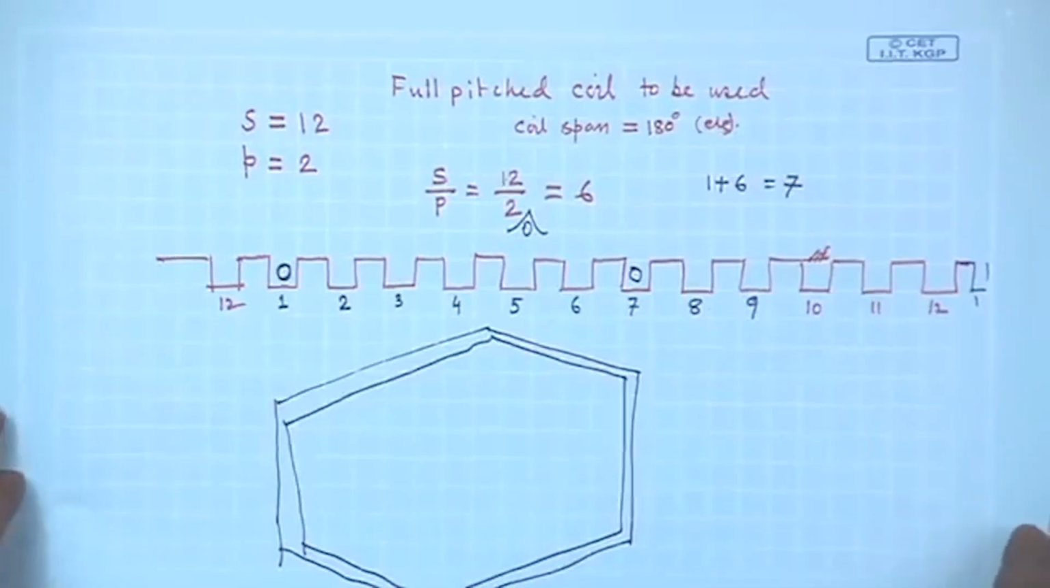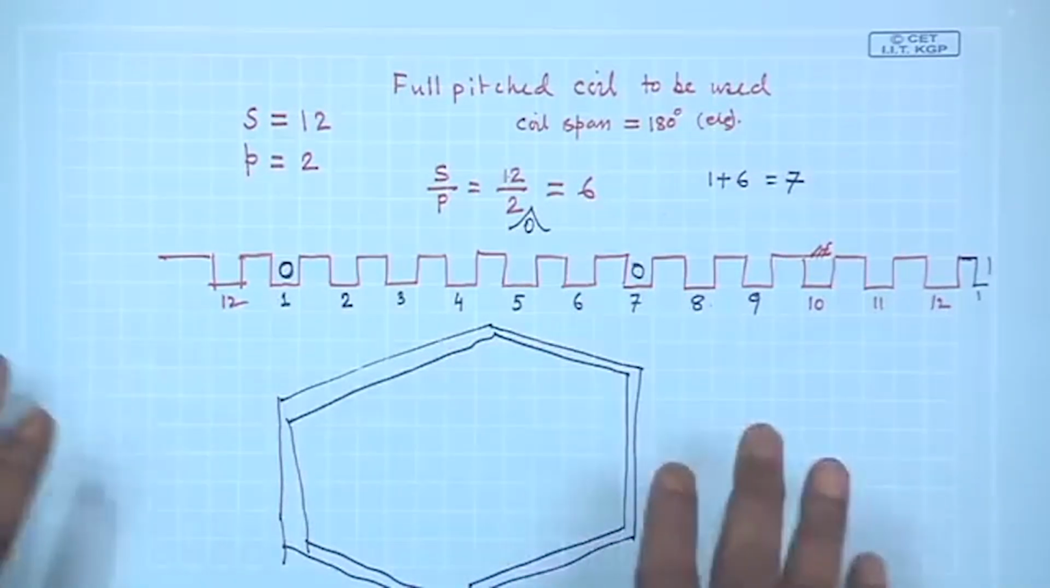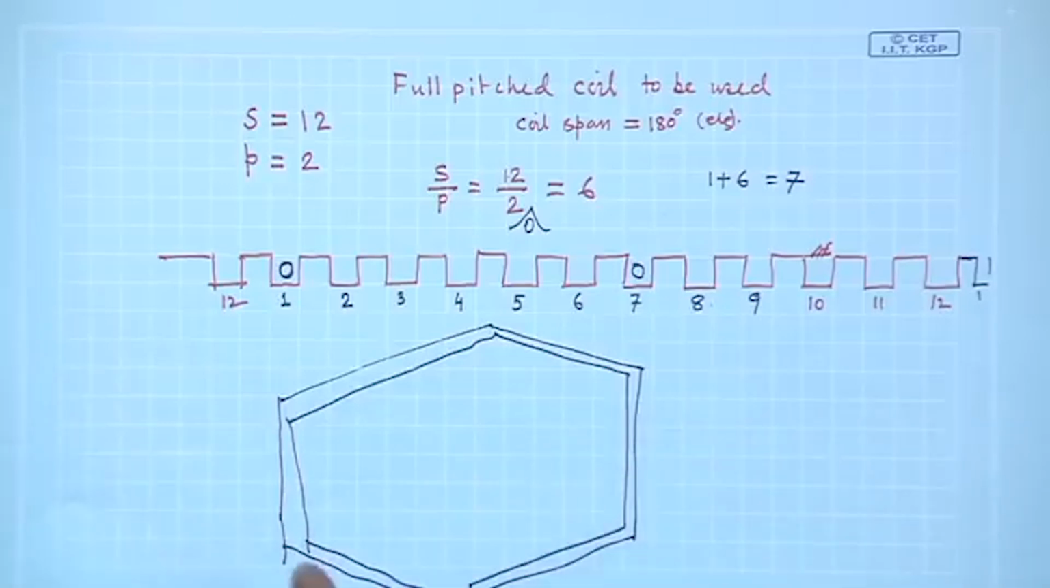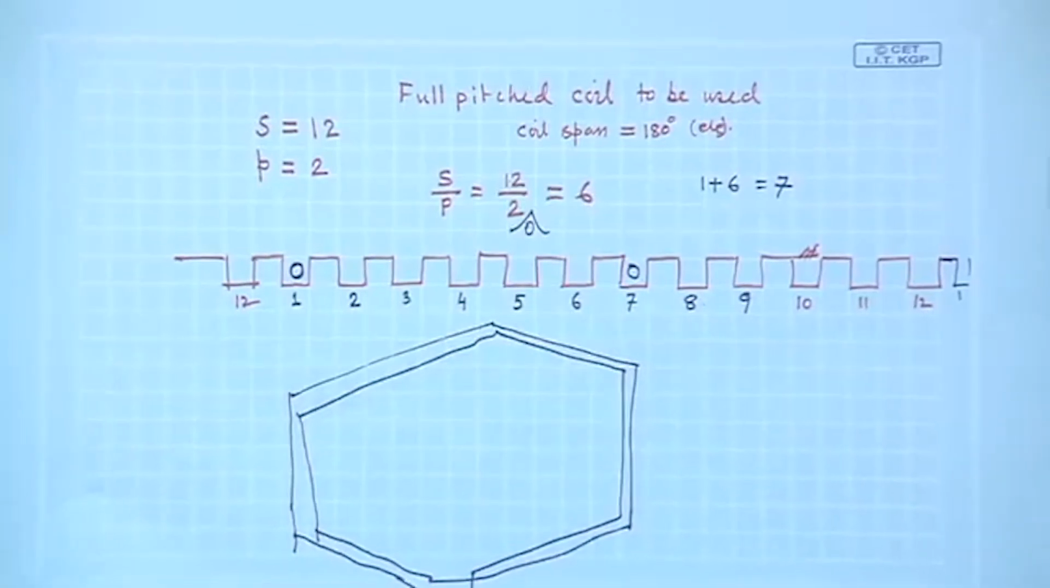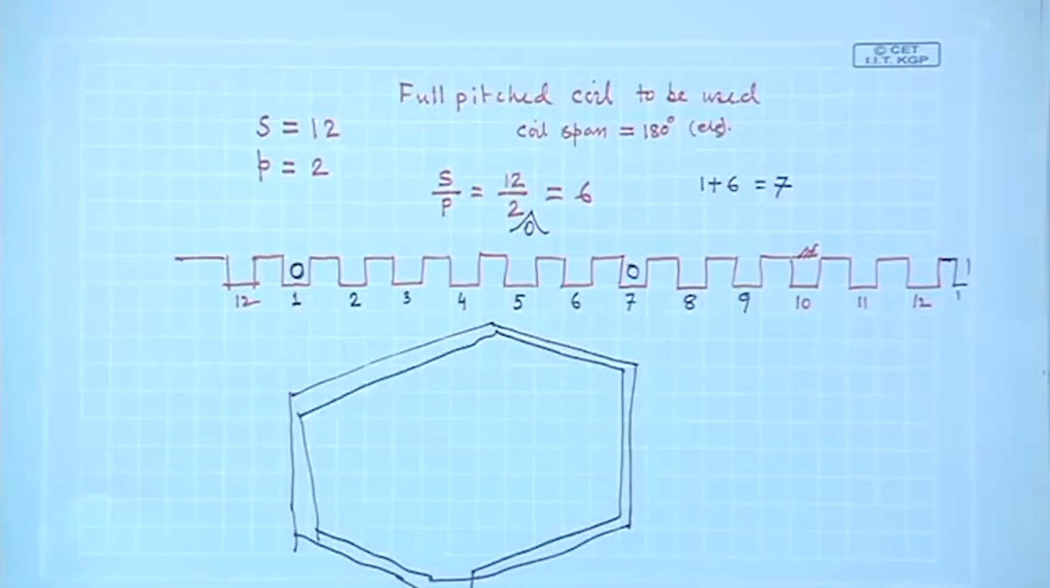Welcome to the 24th lecture, and we have now come to a very important situation where we are beginning to understand how the windings of rotating electrical machines, AC machines, will look.